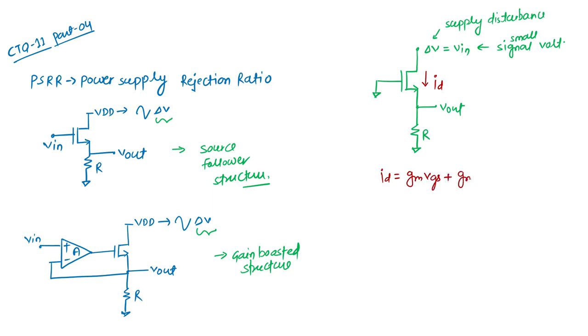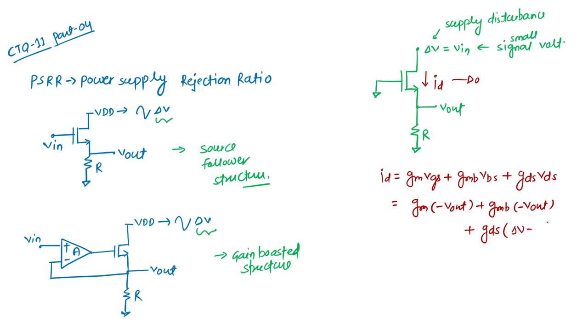I write this ID expression with GM plus GMB plus GDS. Yes, we can consider the body effect also, because the body is at zero. So IDS: what is GM? The gate is at ground, so we can consider GM times minus V out. The body is also at ground, so I can consider GMB times minus V out. Source is at V out. And GDS times VDS: the drain is connected to del V, which I call the input voltage, as of now the supply disturbance, minus V out. Okay, this is your ID.